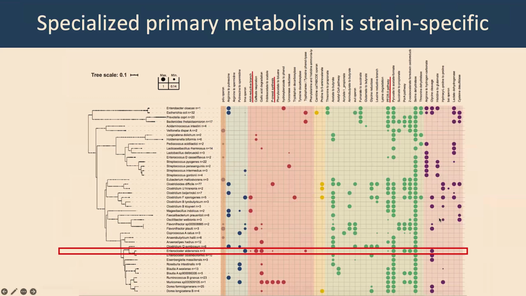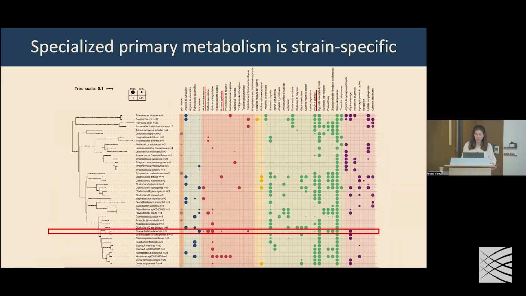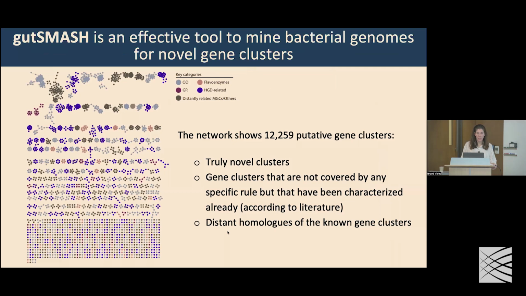For some of the pathways that GutSmash was predicting, not all the isolates actually encode this pathway. As you can see in here, some of the dots are very small, implying that not all the isolates have this pathway. And this is actually very interesting as well, because it highlights the importance of not just considering genuses, but also strain-specific traits that are important. And yes.